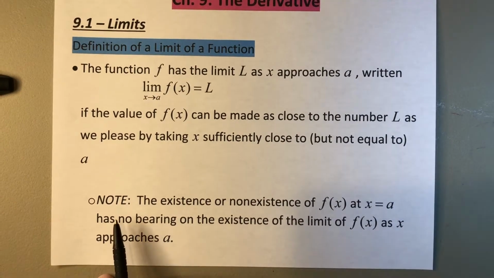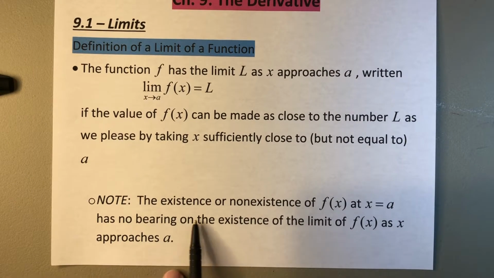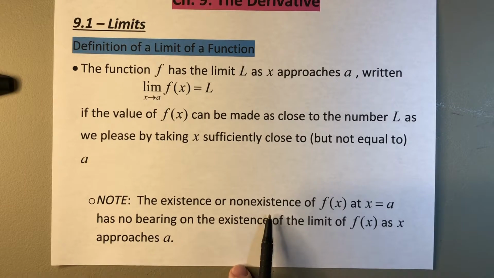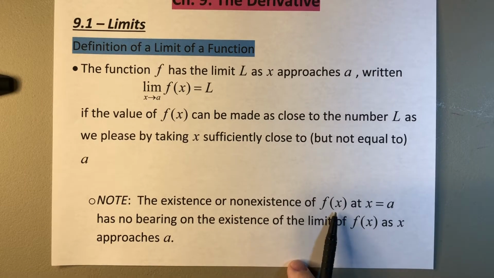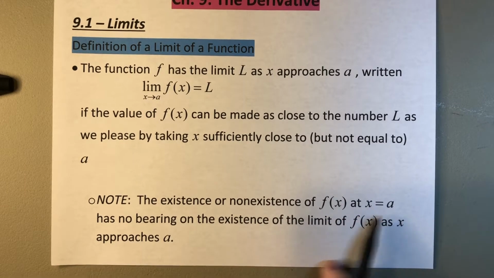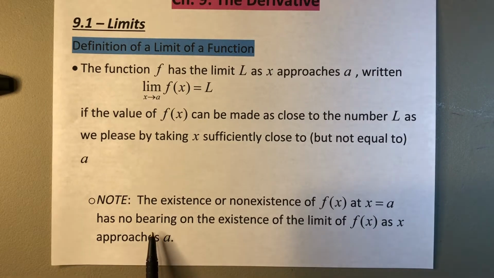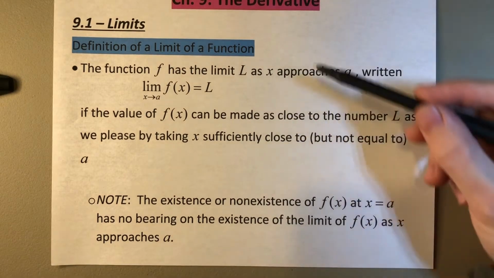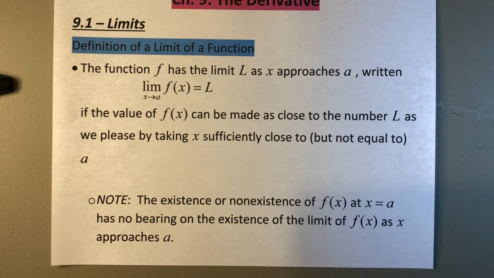This is important. The existence or non-existence of a given function at x equaling a has no bearing on the existence of the limit of the function as x approaches a. So I'm going to explain this definition, first of all, by looking at the concept graphically.